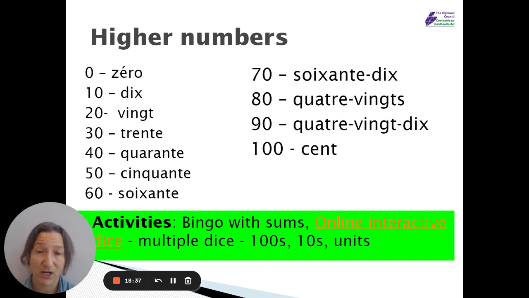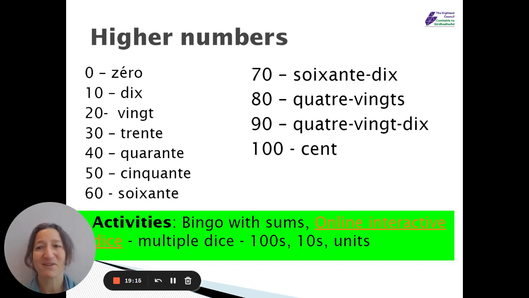Now, 70 to 100 is tricky, so it's worth spending some time on these. So 70, what do we see? 60, 10. How does that make 70? 60 plus 10. It's worth going over that pattern, to help the learners to remember it. 80, same thing. What do we see? 4 and 20. How does that make 80? 4 times 20. And then 90, similarly, would be 4 times 20 plus 10.